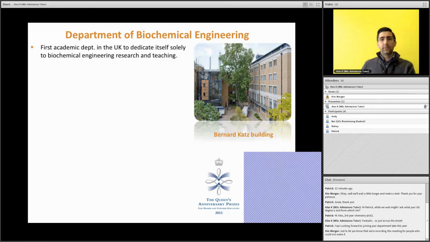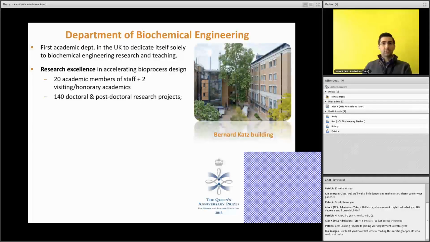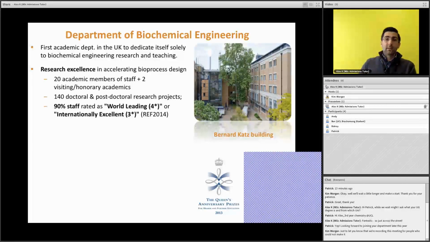But we're also very good at teaching. We've been recognized with the Queen's Anniversary Prize for Higher Education for our innovative approach to teaching and how we translate research into teaching into industrial practice. And we're also quite good at enterprise, so we span the entire spectrum of academic activity with 3 spin-out companies, one of which was bought out by GSK, I believe, 2 or 3 months ago.